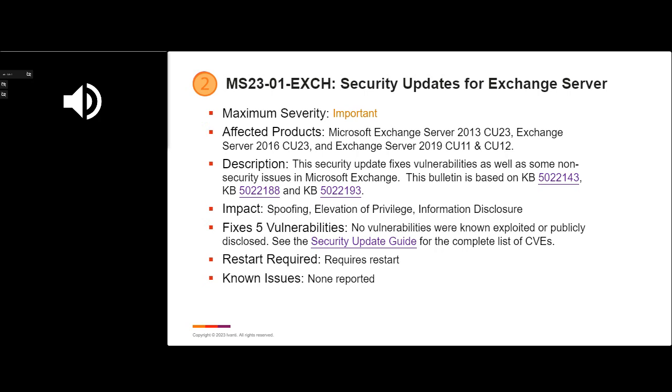The highest problem that they saw with these was spoofing. So we didn't see any remote code execution issues this month. But again, spoofing, elevation of privilege, and information disclosure across these vulnerabilities.